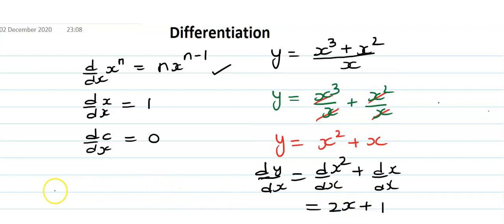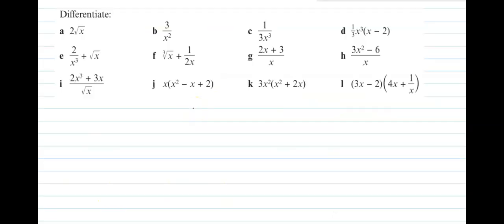Okay, let's see a couple more questions now. Here are a couple of questions which I have picked from your year 12 textbook. Let's see question number A: y equal to 2 root x. They have not given y, so you can assume f(x) equal to 2 root x or y equal to 2 root x. If you simplify, it will be 2 x to the power half. Okay, now we can differentiate it.